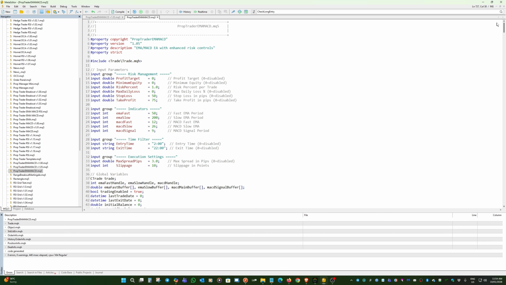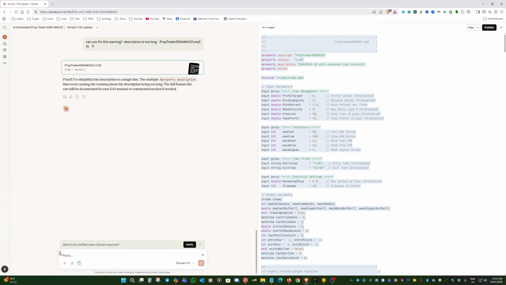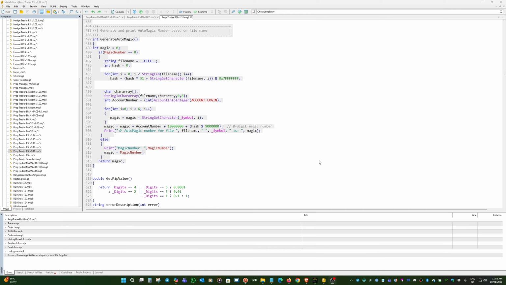I'm going to ask Claude now to actually add in magic numbers to the trades so that we can determine between different symbols, and we have a different magic number for each symbol as well. I'm going to copy some code that I have from another expert advisor, which generates a magic number based on the account number and on the name of the file.